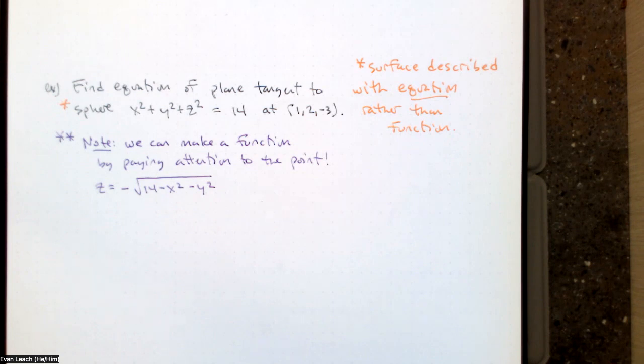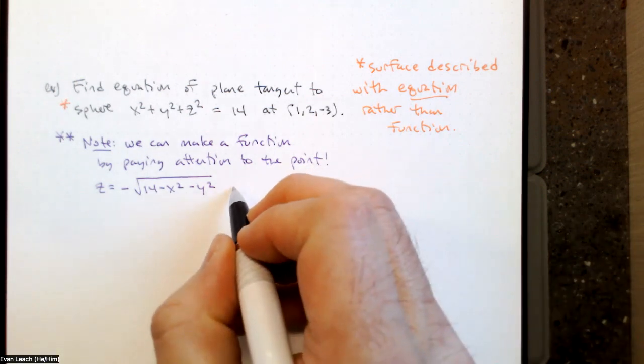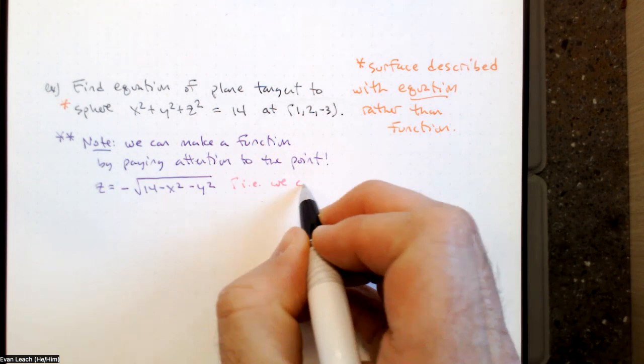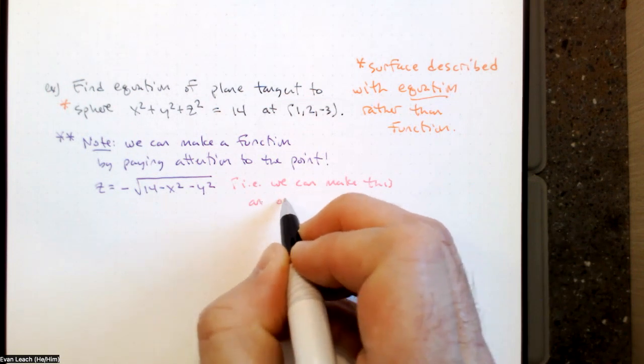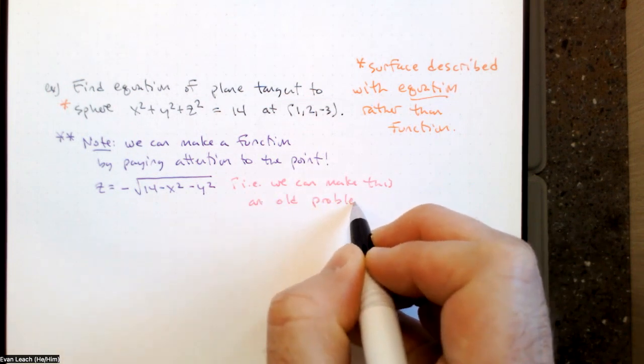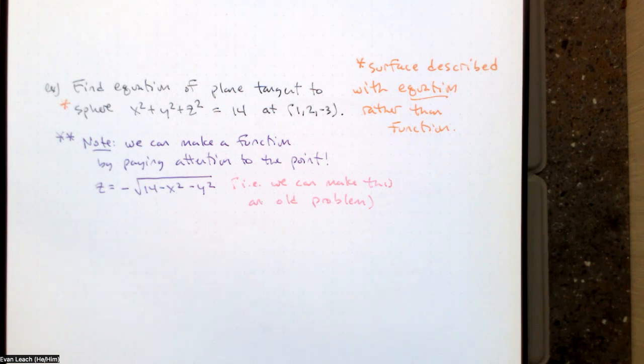Z is usually up and down, so it should be the bottom half of the sphere. We could also just go with x equals the positive square root or y equals the positive square root if we wanted to be really different. But thinking as engineers, we could be practical. Let's make this an old problem. If the point of the exercise was to get at the equation of the tangent plane, that's probably what we would do. Make this an old problem.